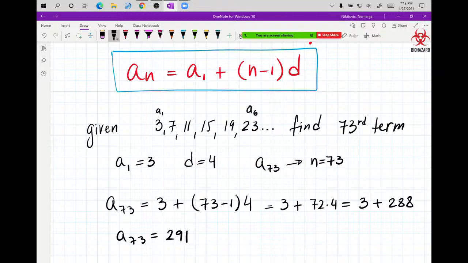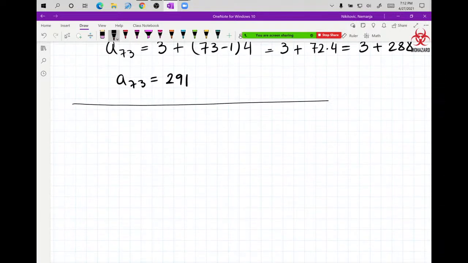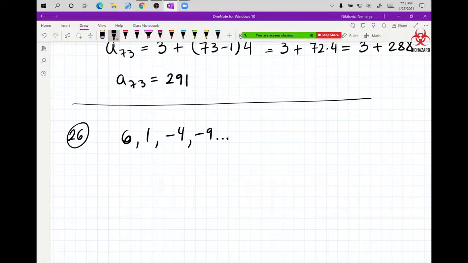Let's do one more of these and we can call it here. Problem 26 in the textbook says 6, 1, -4, -9, dot dot dot. They want you to compute a_20. All right, so try this for a few moments.